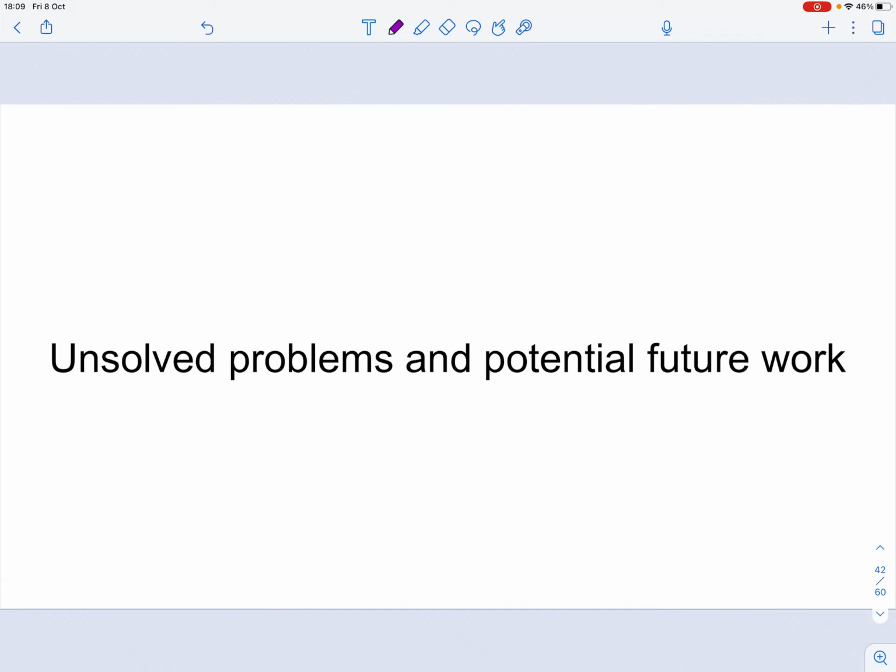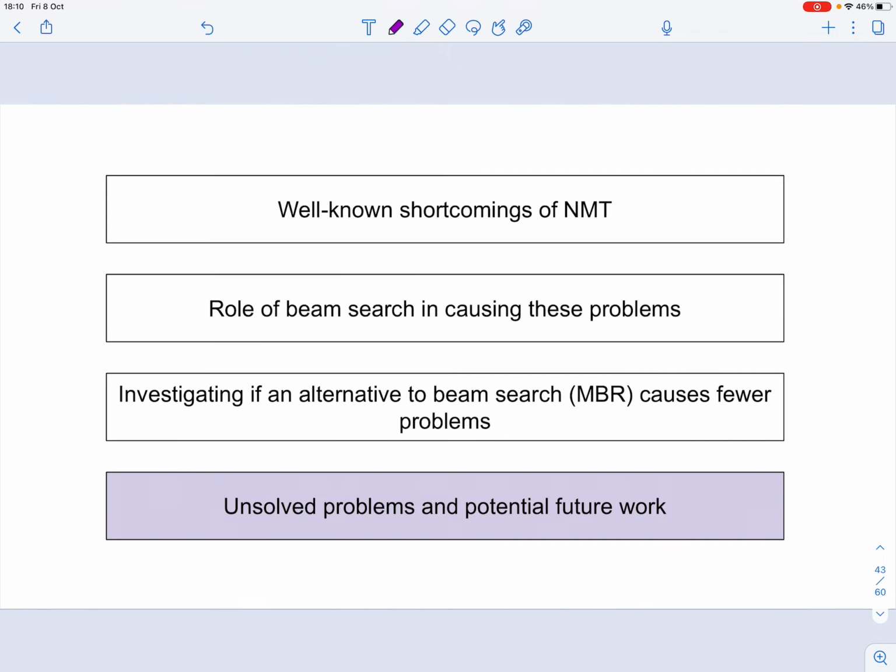Finally, let me finish with some thoughts on unsolved problems and potential future work in this direction. And as a quick reminder, we did talk about well-known shortcomings of NMT and the role of beam search in causing these problems, and then moved on to the question: okay, if beam search is causing some of these problems, then does removing beam search or replacing it with a different decoding algorithm improve the situation?